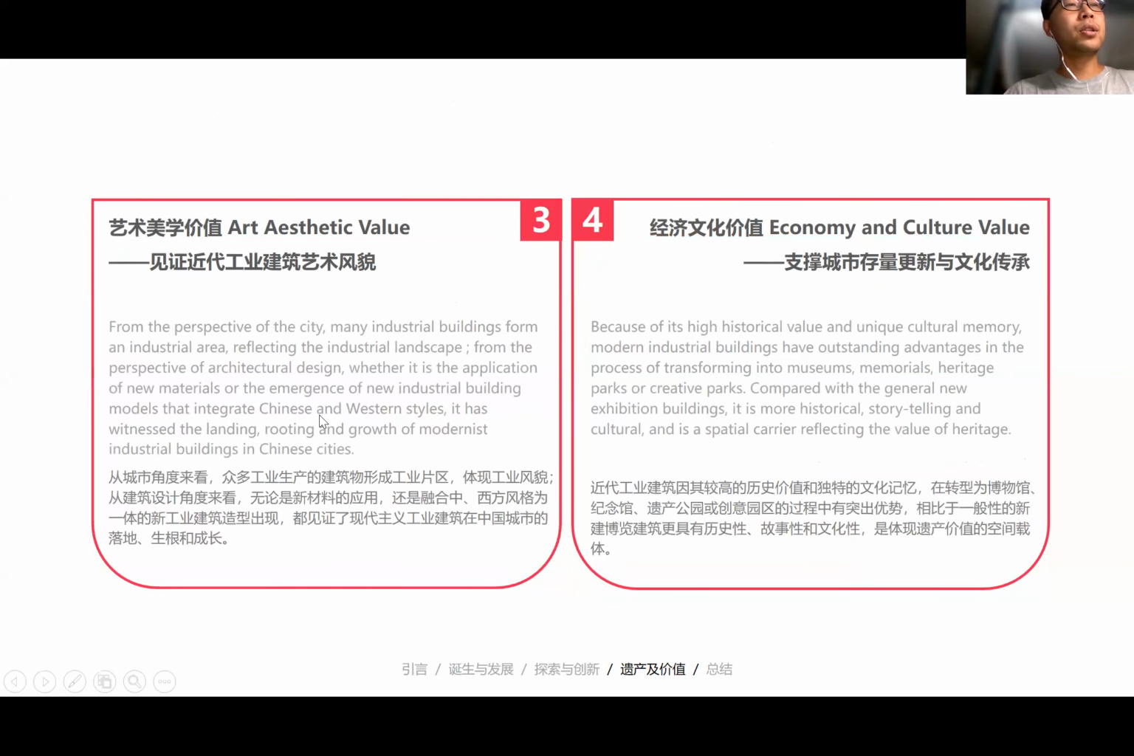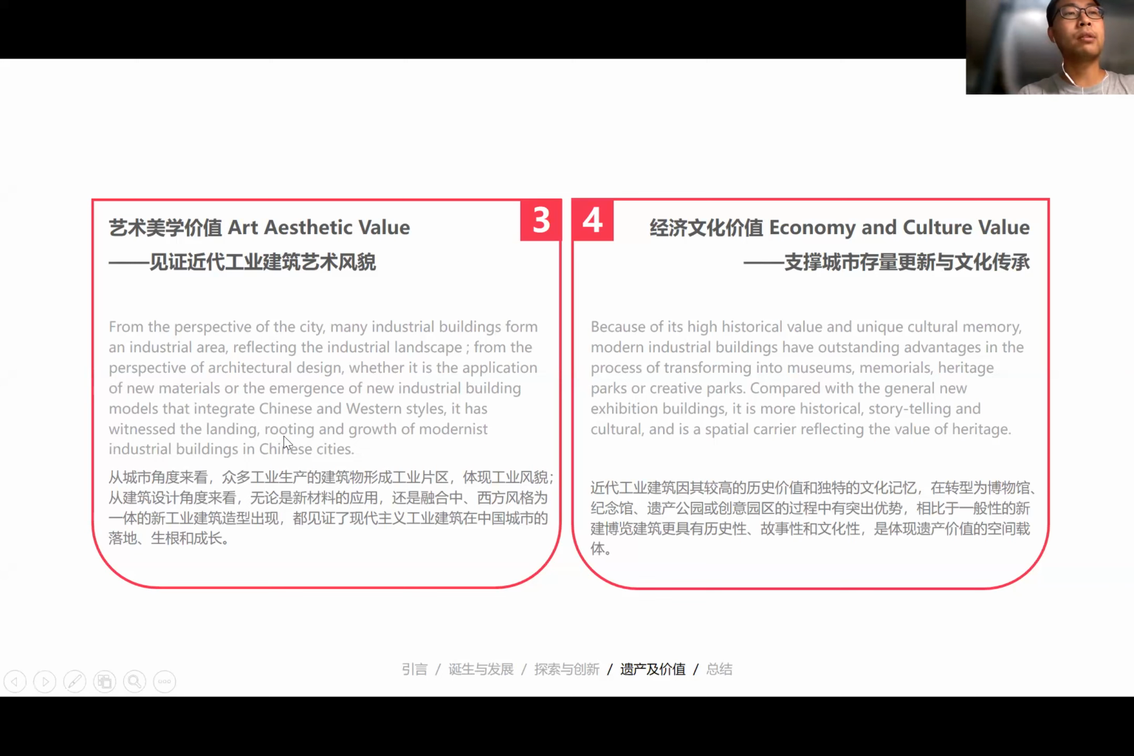And from the artistic and aesthetic value perspective, in terms of the urban, a number of industrial buildings from industrial areas reflect the industrial style. In terms of architecture design, whether it is the application of new materials or the immigration of new industrial building shapes, the Chinese and the Western styles all bear witness to the landing, rooting, and the growth of modernist industrial architecture in Chinese cities. And the last one is the economic and cultural value.